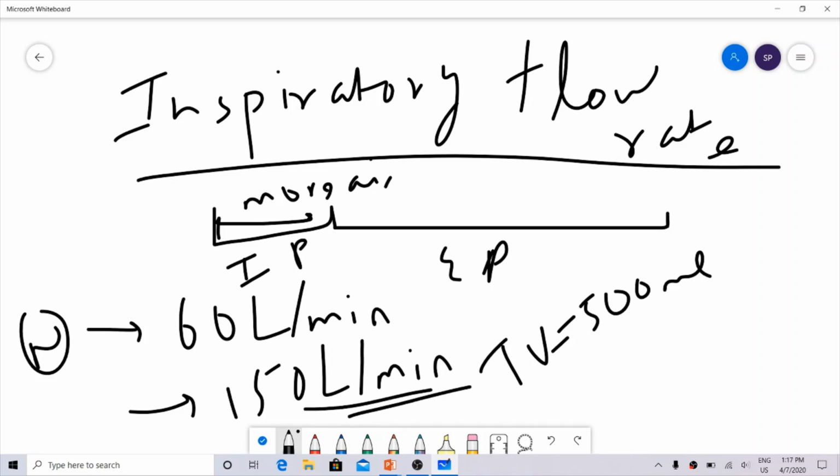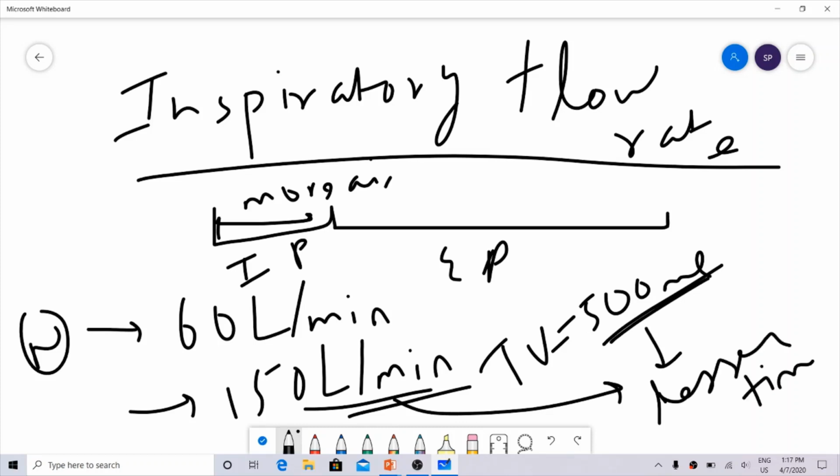Whenever you give a higher flow rate, you are providing the same 500 ml in lesser time. I'm not going into the mathematics of how this works. Let's say you have 500 ml of air, which we consider to be 0.5 liter, and you are giving it at a rate of 150 liters per minute. When you divide 0.5 by 150, you are giving it in a lesser time than when you give it at 60 liters per minute. So you are giving the same volume of air in a lesser time.